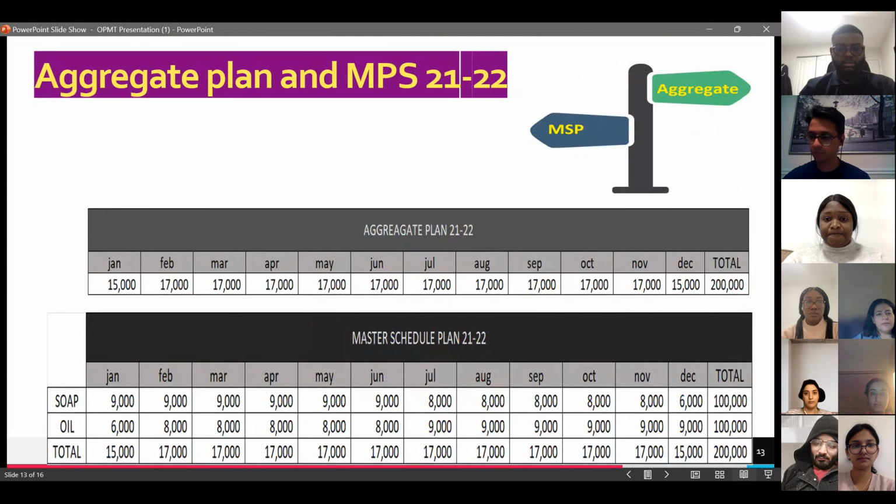I'm going to explain briefly the aggregate plan and the MPS for the years 2021 and 2022. It was a total of 200,000, which was equally 100,000 for each of the products, soap and oil, which can be seen here. And here is the master production schedule for each month.